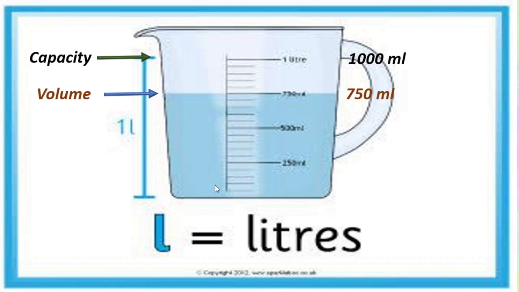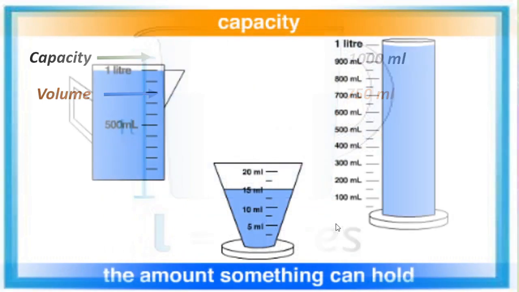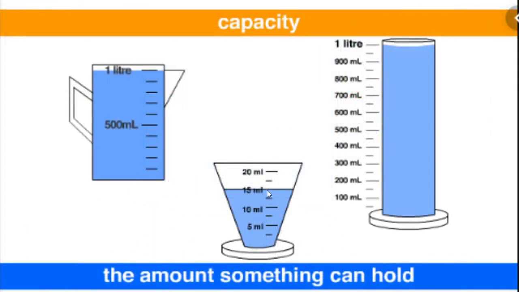Okay? Or jar. Here you can see different measuring jars. Okay, here see the capacity is 1 liter. And the volume is also 1 liter because we can see liquid up to 1 liter. Here the capacity of this measuring jar is 20 ml and the volume is 15 ml.